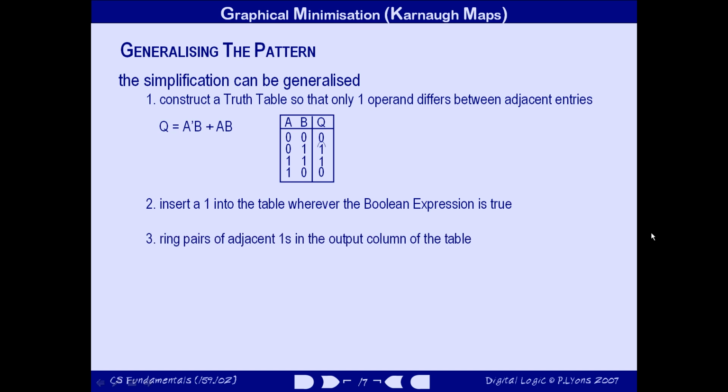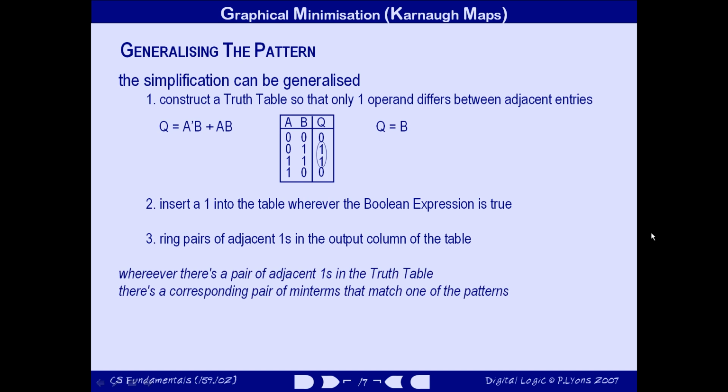We put a ring around any pair of adjacent 1s in the table. This corresponds to a pair of minterms from which one variable can be eliminated. If we look at the input column, we can see that in both of the corresponding inputs, B is true, but A could be true or false, and the minimized expression is therefore B. And because of the way that we've organized the input combinations, any pair of adjacent ones is associated with a pair of minterms that correspond in some way or another to the pattern. So wherever we see a pair of adjacent ones, we can eliminate a variable.